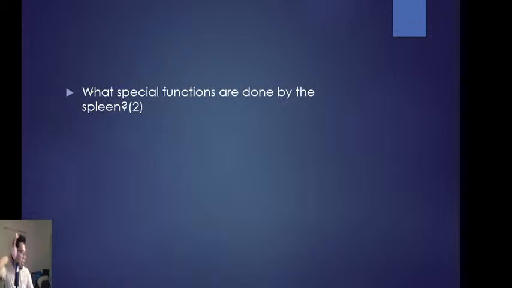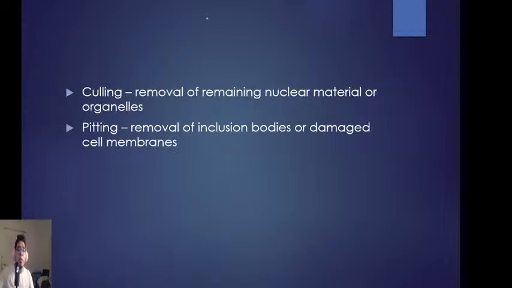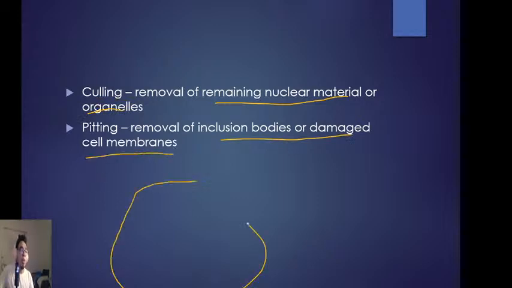Now, special functions done only by the spleen: culling and pitting. When it comes to RBC metabolism, they're the ones who actually cull and pit certain cellular material from the cells. Culling is defined as the removal of nuclear material from organelles. Pitting is the removal of inclusion bodies or damaged cell membranes. So when you see a cell in the peripheral blood smear that looks like this, it is also referred to as a bite cell. It has undergone culling and pitting.